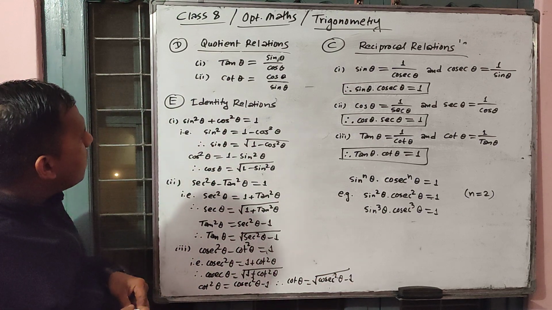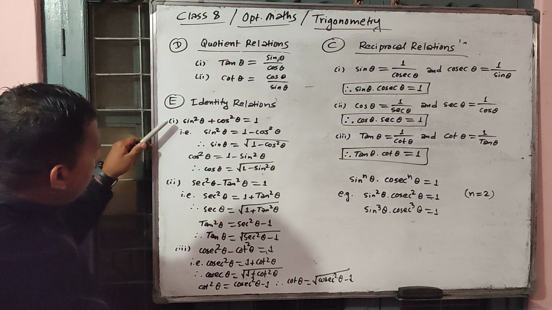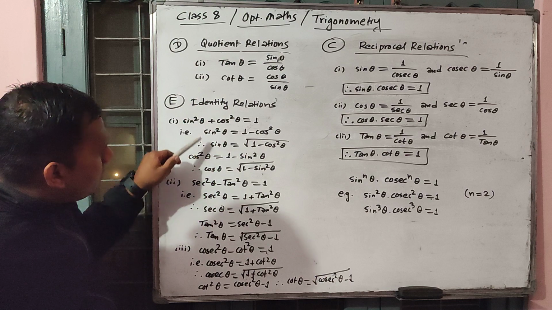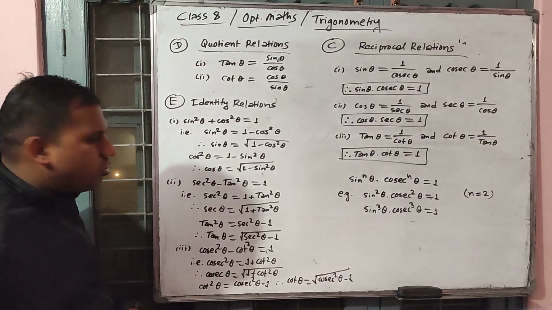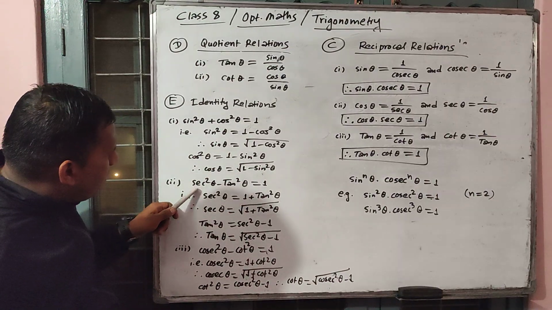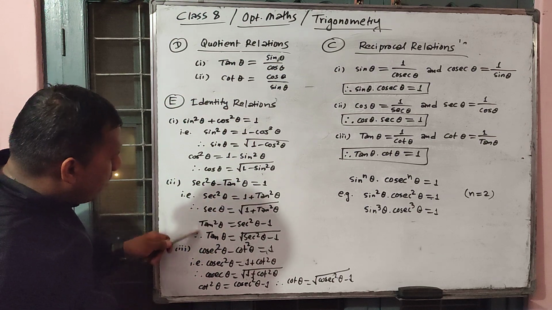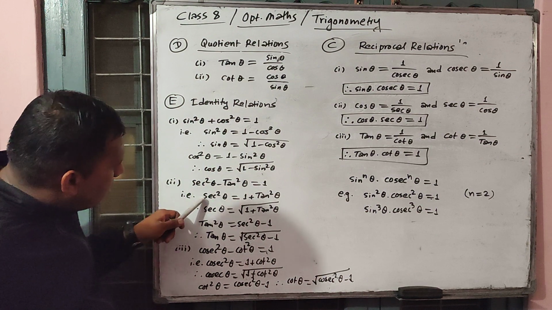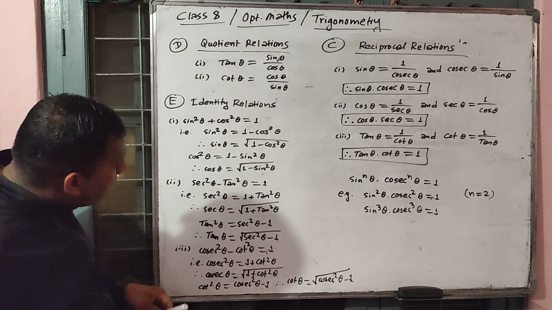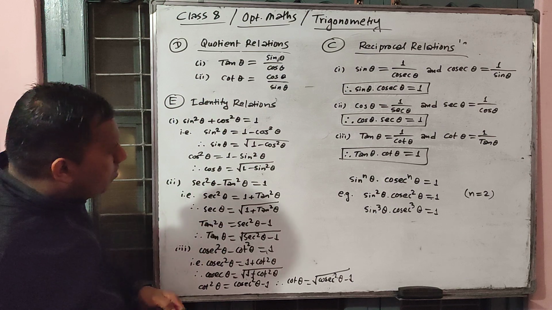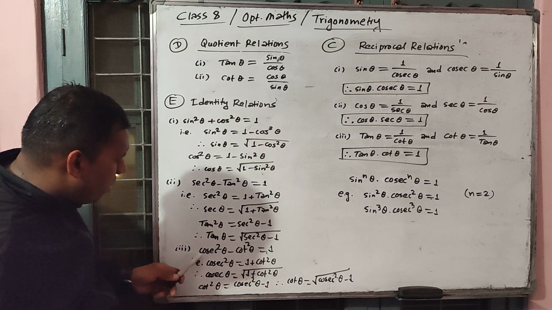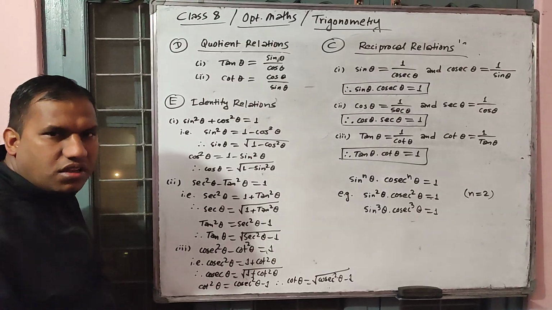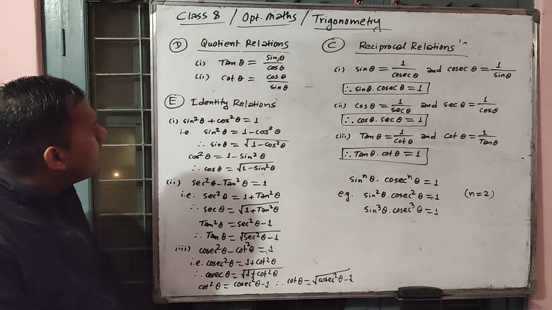Okay, the main relation is sin square theta plus cos square theta equal to 1. From this, we can derive sub relations according to the question. Similarly, second, sec square theta minus tan square theta equal to 1, and according to the requirement of the question, we can use the sub relation. Sec square theta equal to 1 plus tan square theta. Therefore, sec theta equal to root under 1 plus tan square theta. Third one is cosec square theta minus cot square theta equal to 1, and we can use the sub relation as required by the question.